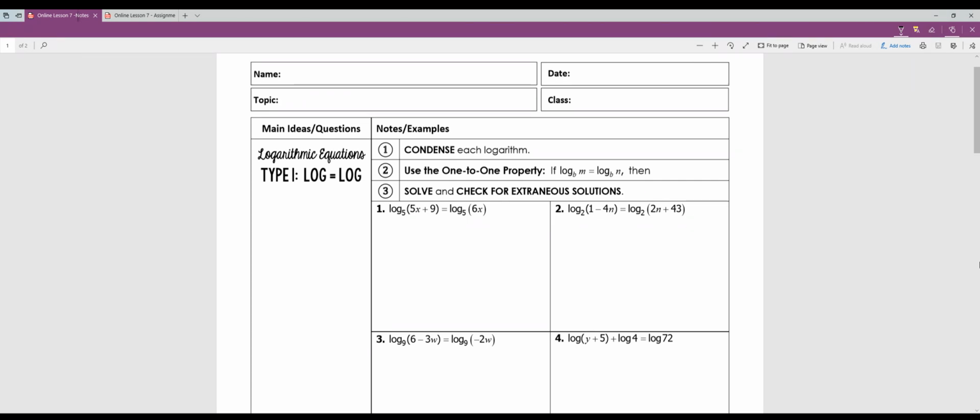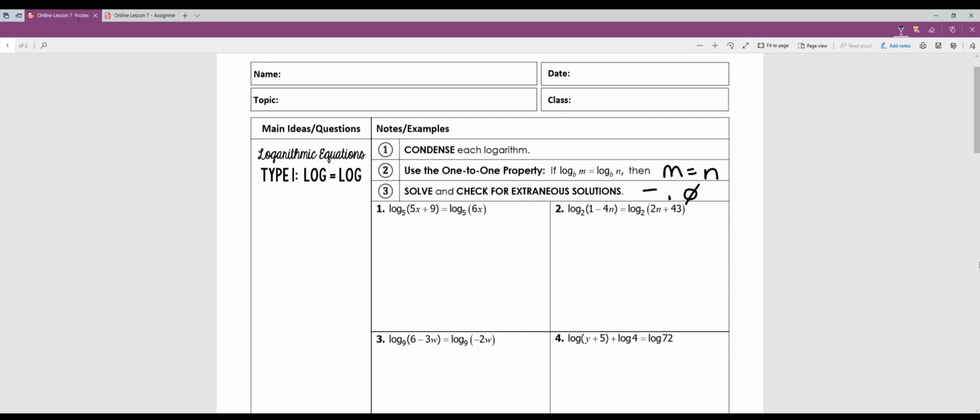So our steps to solve these are to condense each log, use the one-to-one property, which means that if log base b of m is equal to log base b of n, then that tells me that m is equal to n. That's our one-to-one property. And then lastly, we solve and we check for extraneous solutions. So when we have extraneous solutions, that's when a log is negative or 0. A log cannot be negative or 0.